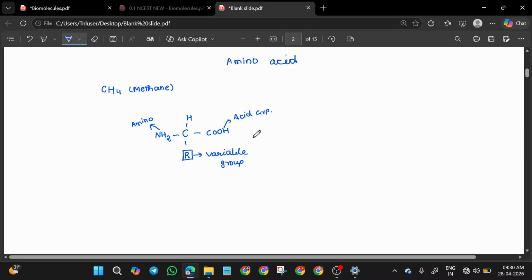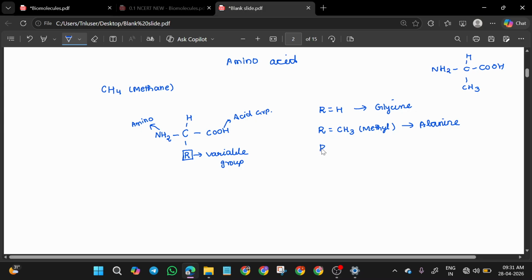That we can see. Suppose if R is H, so if you put H in the place of R, the whole amino acid is called glycine. Then suppose if R is CH3, that is a methyl group, then it is called alanine. So NH2 CH COOH, then CH3 in place of R, this is alanine.